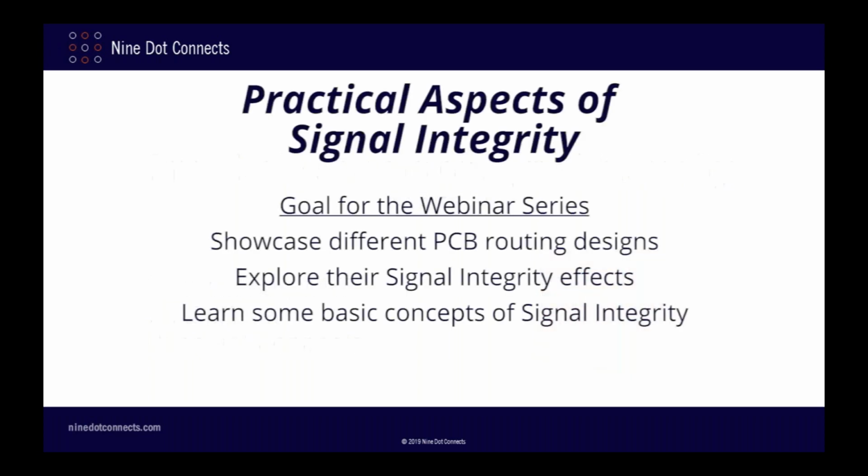My intent for this webinar series is not to teach signal integrity per se, but to present you with a series of PCB layout design cases and show how we can apply signal integrity analysis to our designs. We can then use this analysis to help find and fix any problems we might have before we commit to the time and expense of actually fabricating and debugging the circuit board.